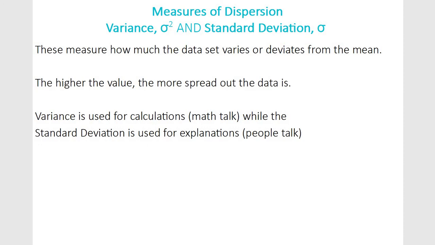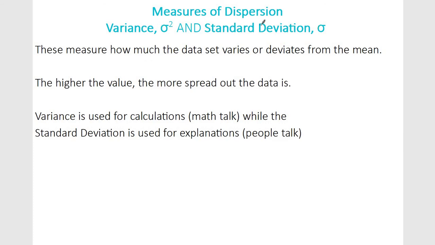Okay, so variance and standard deviation. These are big ones, okay? Big part of statistics. They measure how each variable deviates from that mean, deviates from that average, okay? So the higher the value, the more spread out it is. Variance and standard deviation are literally almost the same number.